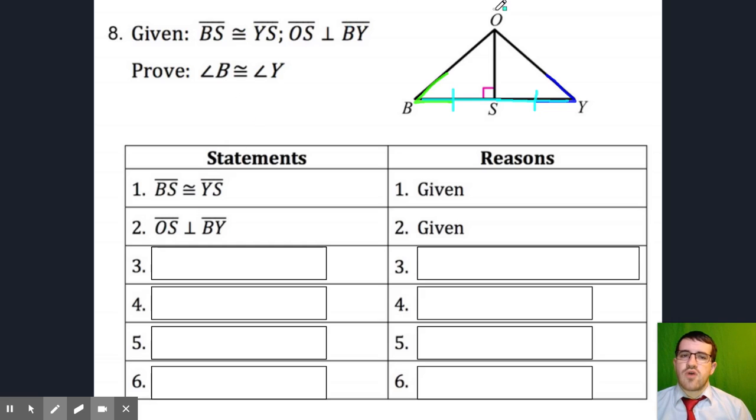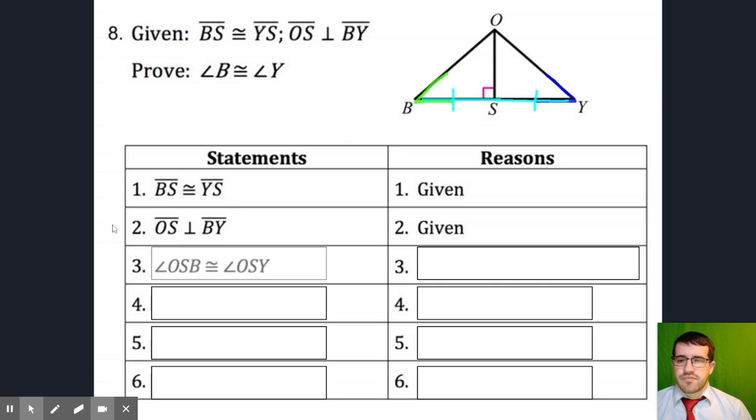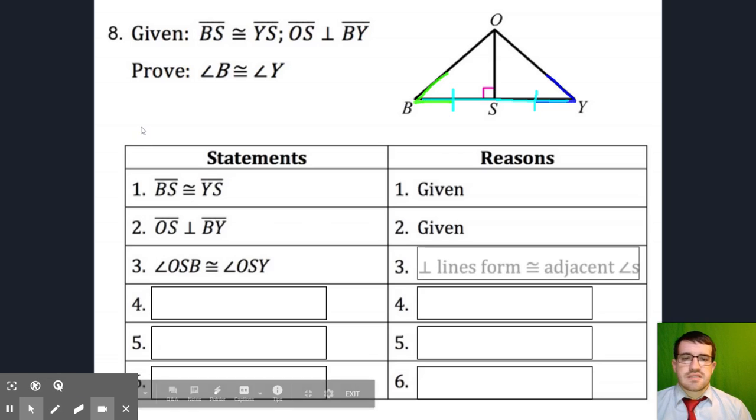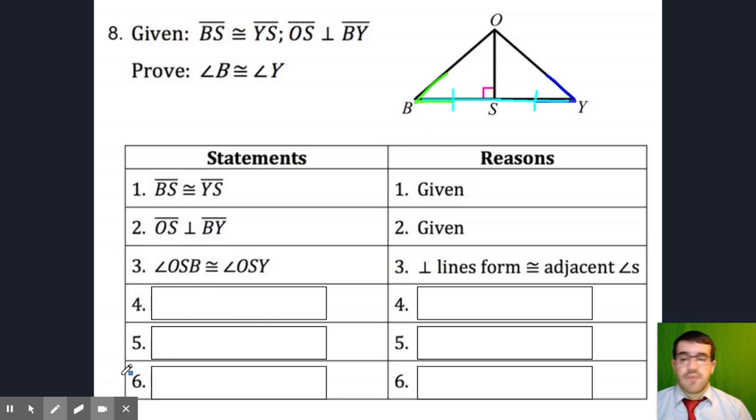And then we have segment OS is perpendicular to segment BY. Now think about, what do you know about when two lines are perpendicular? Because we can't do anything with BS and YS at the moment, but we can do something when we know that two lines are perpendicular. We know that OSB is going to be congruent to OSY because perpendicular lines always form adjacent congruent right angles. We're going to mark that in blue, with an arc at each one.